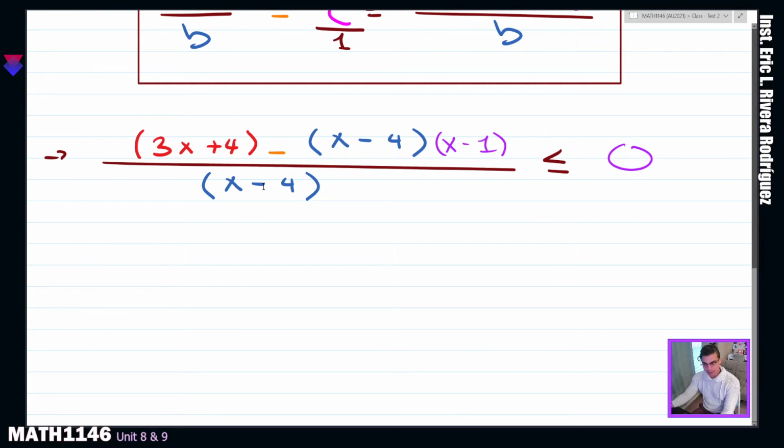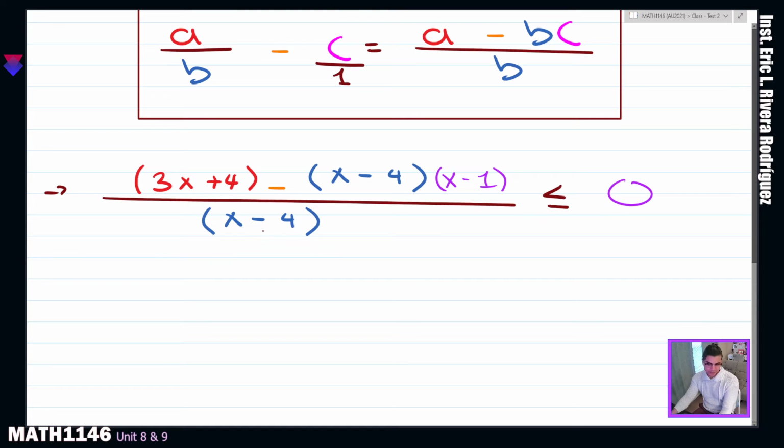Okay, so now the next step will be, this is still something that is difficult to identify the boundaries. Yes, we can identify the boundary of, or the restriction of the rational function, but the numerator is still messy, for lack of a better word. So let's multiply everything that needs to be multiplied. Let's combine the like terms and let's see what happens. I'm going to continue carrying the parentheses.